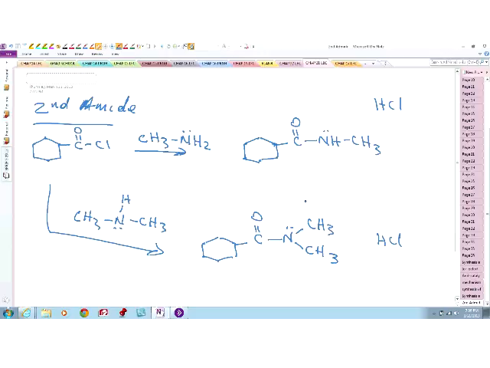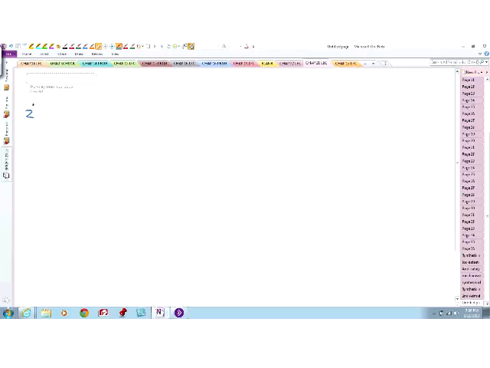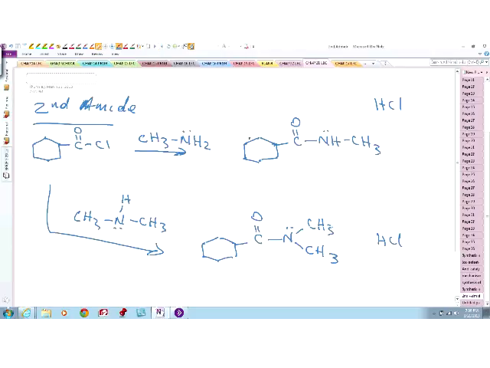So far we have given you one method for making amide. You could also make amide directly by reacting an amine or ammonia with the carboxylic acid. So that would be method number two for amides. Go back. This is the secondary amine and the tertiary amide. And this is the secondary amide and the primary amine.